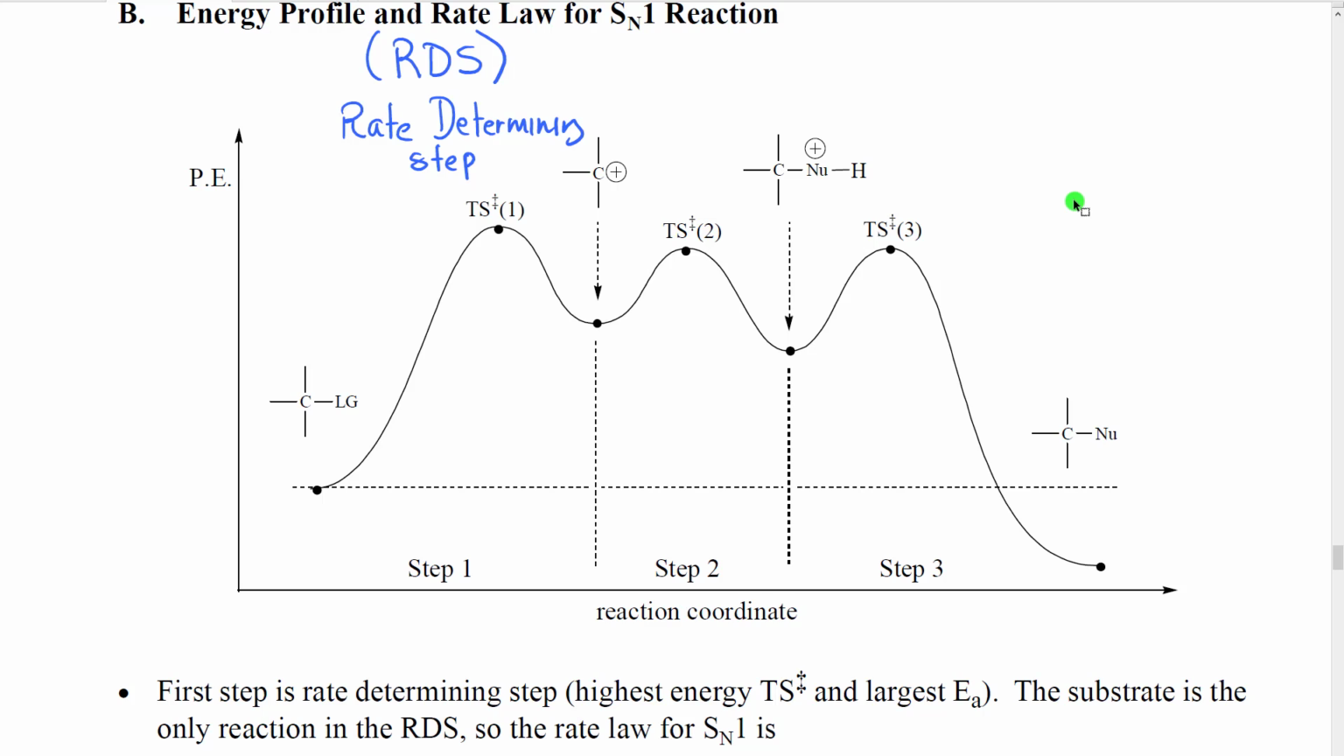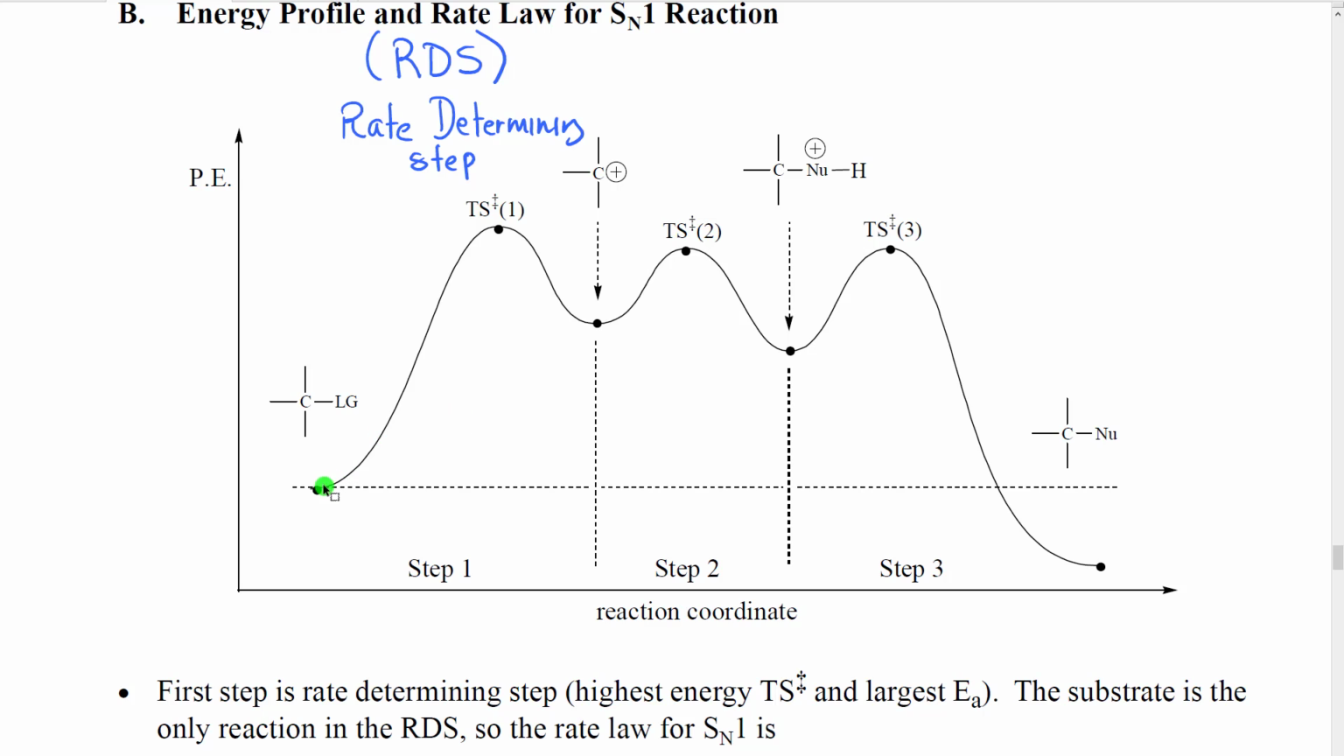We're now going to look at the energy profile and rate law for the SN1 reaction. The SN1 reaction has 2 or sometimes 3 elementary reactions. We're going to look at the example where it would have a neutral nucleophile and it would therefore have a 3rd elementary reaction. What we see then is, because there are 3 elementary reactions, there are 3 different transition states, because each elementary reaction should have its own transition state, which means that we have 3 humps in our energy profile.